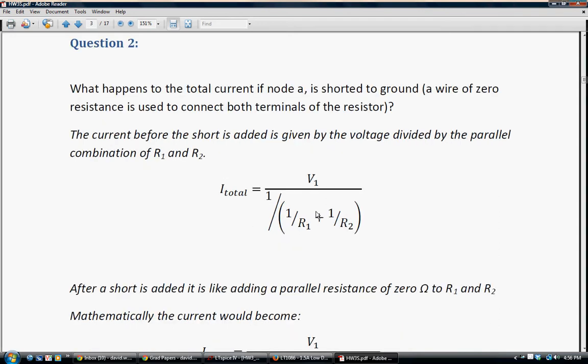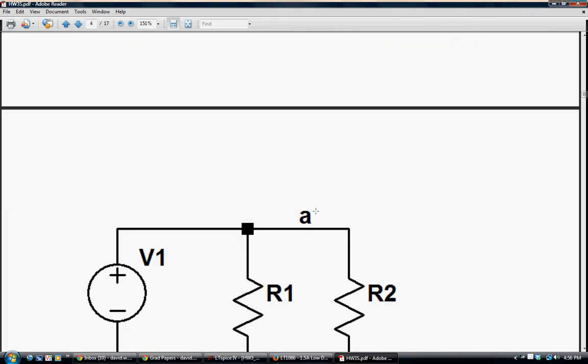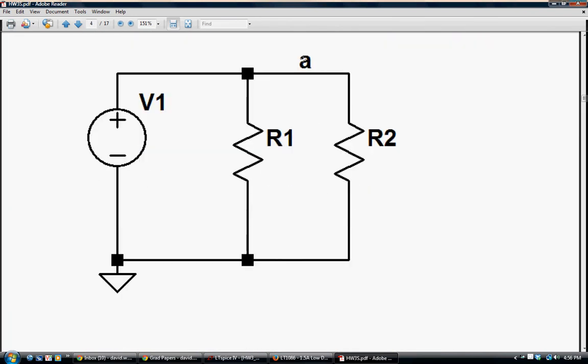So now for number 2, what happens to the total current if node A is shorted to ground? Well, let's take a look at that. Node A, understand, is everywhere on this side of the voltage and these resistors, and ground is anywhere on the other side. So all it takes is a wire from there to there of 0 ohms. And what will happen is, mathematically, an infinite amount of current will flow.